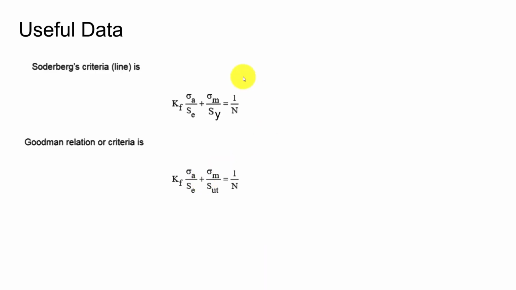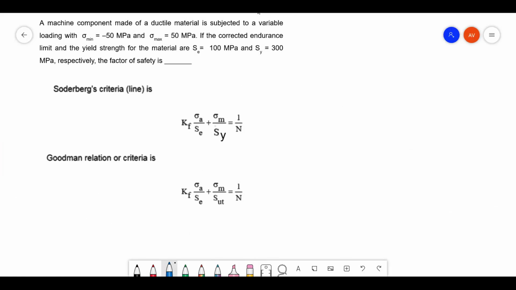So we'll be using basically these two criteria as a reference for this particular problem. So let's see how these forms are useful. So now we are given that your sigma minimum is minus 50 MPa and your sigma maximum is 50 MPa.